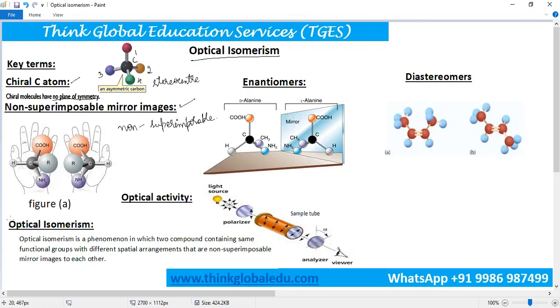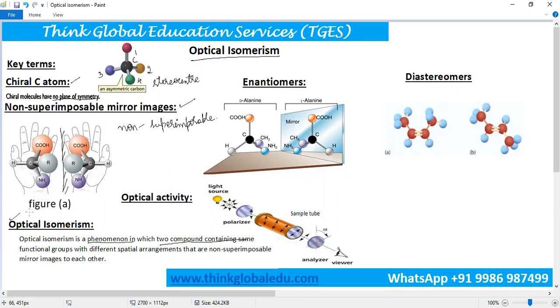We shall now look into the concept of optical isomerism. It is a phenomenon in which two compounds containing the same functional group with different spatial arrangements that are non-superimposable mirror images of each other is called optical isomerism.